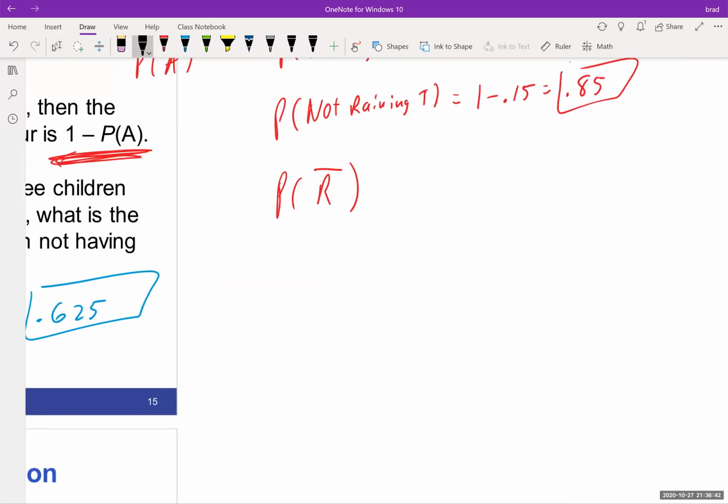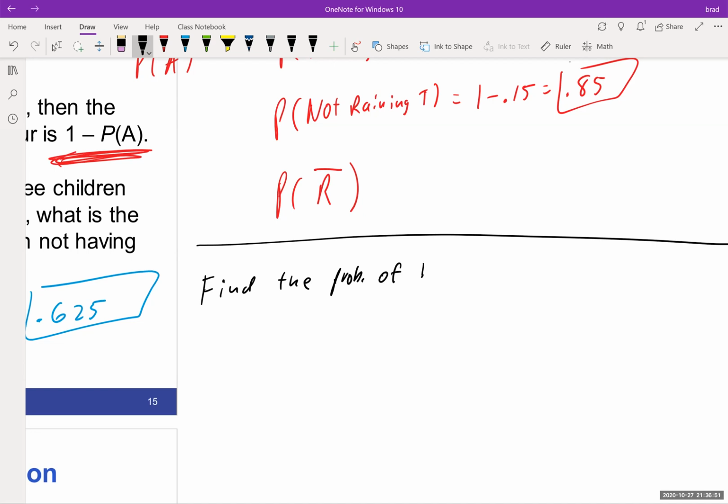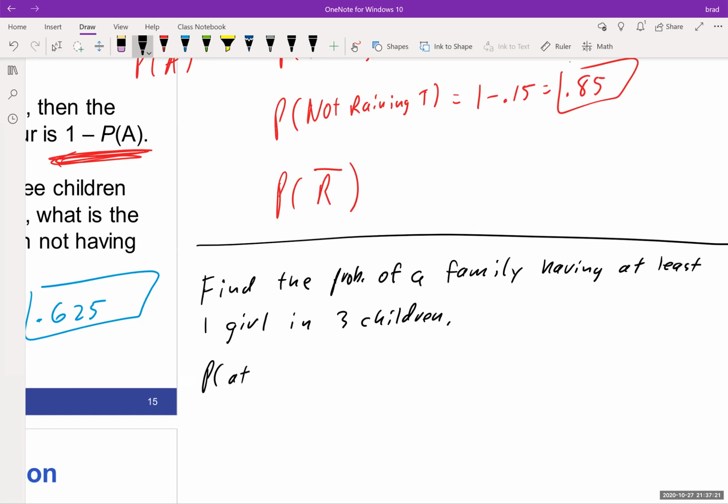and I'm going to say, okay, so we got this, and I would say find the probability of a family having at least 1 girl in 3 children. Okay, so they're going to have 3 kids. What's the probability that they have at least 1 girl? So this is kind of the hard way to write it. Okay, so probability at least 1 girl.